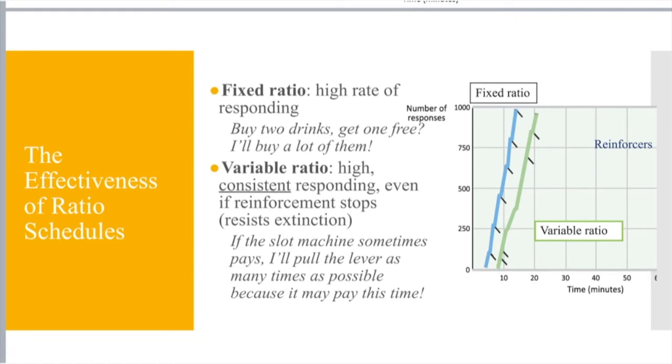Whereas variable ratio has highly consistent responses, even if the reinforcement stops, right? Let's say a slot machine sometimes pays. I'll keep pulling the lever as many times as possible because it may pay out just this next time, right? So we continue pulling the slot machine handle time and time again, because there's the potential that it might pay out next time.